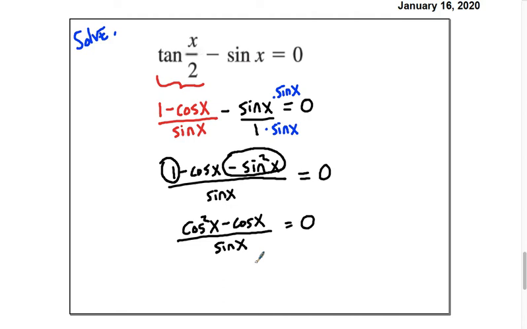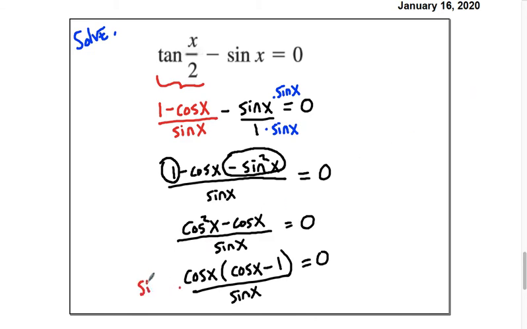Okay. Let's see. We could factor out a cosine from both. So if I take out a cosine x, I would be left with a cosine x minus 1. Okay. Let's see. What we could do, since we're solving, is multiply the other side by sine x. Like if I multiply both sides by sine x, 0 times sine x would still be 0. So I would have cosine x times cosine x minus 1 equals 0, because 0 times sine x is 0.